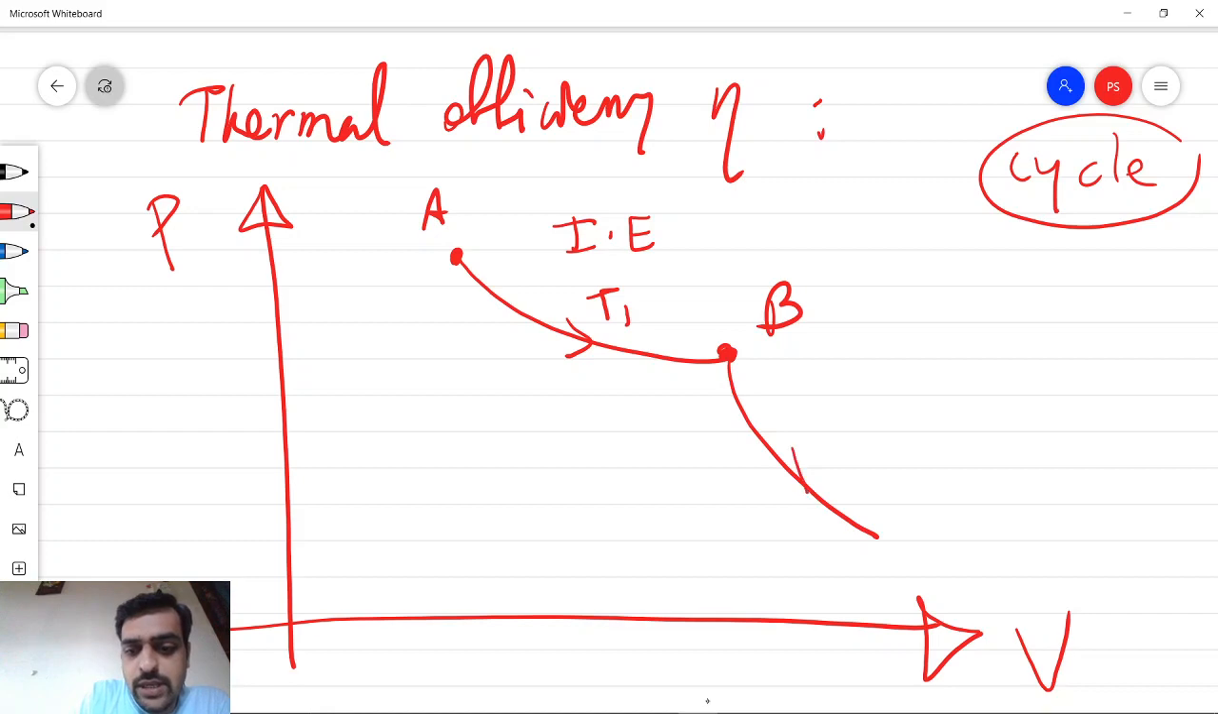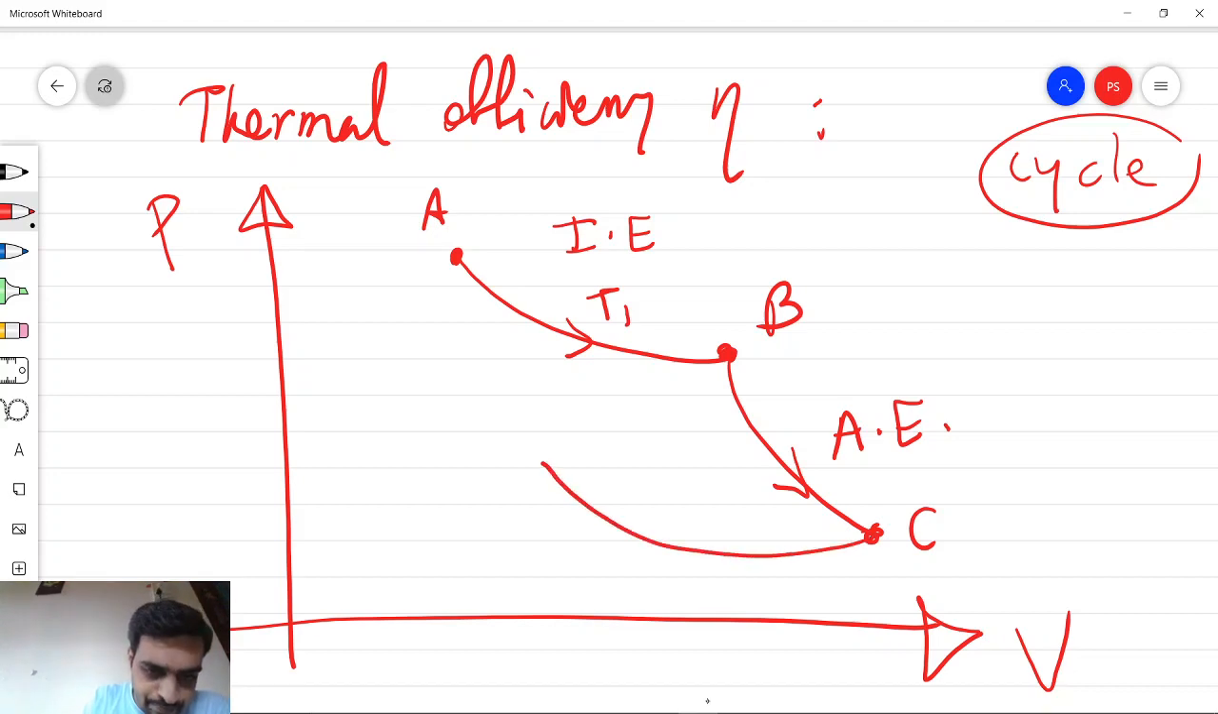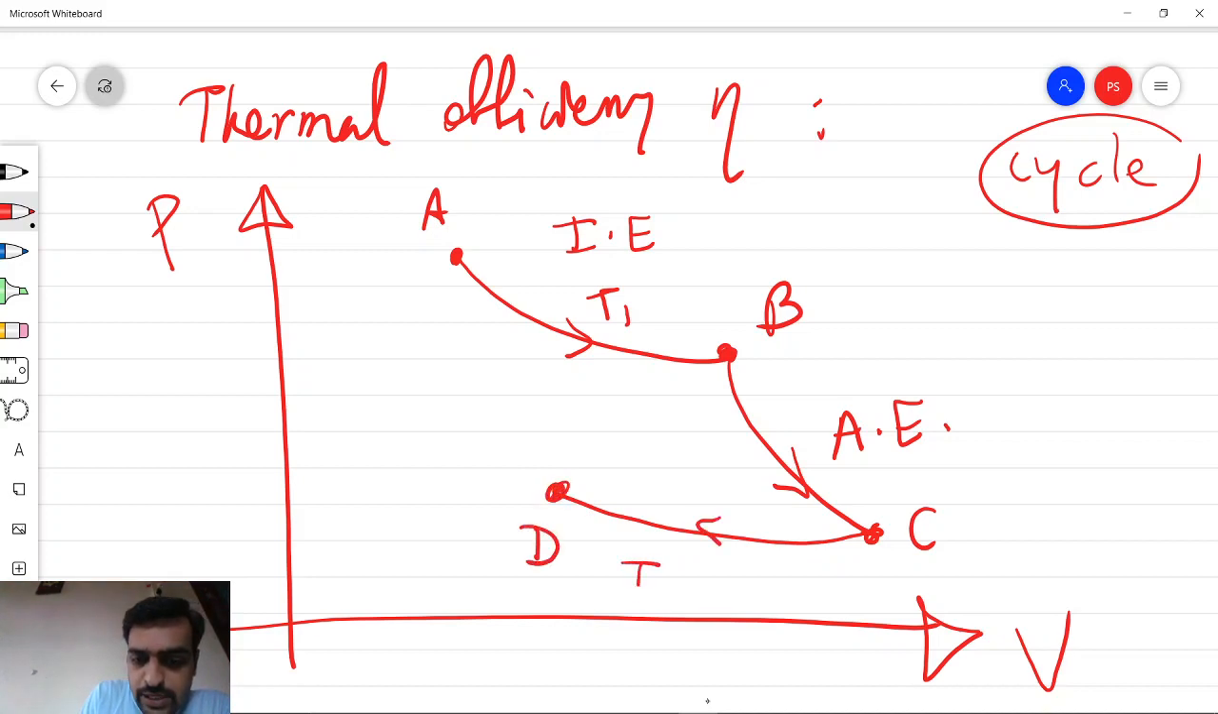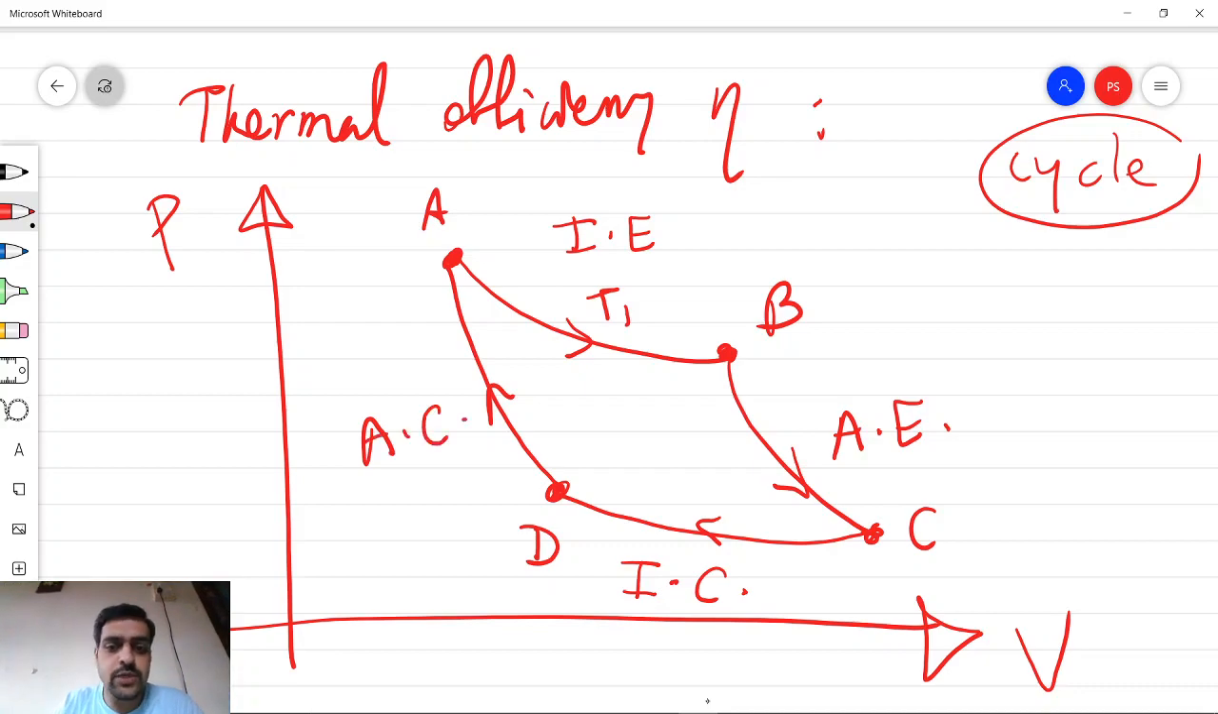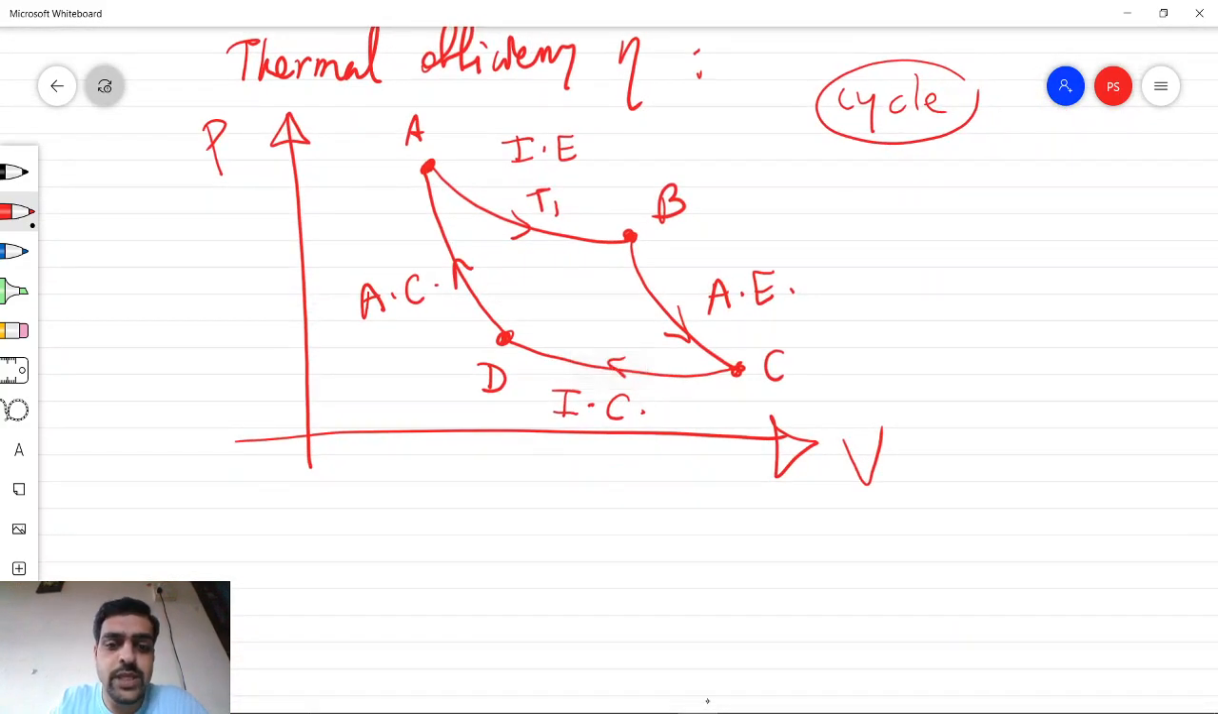From B to C, it follows adiabatic expansion to point C. From C to a point D through isothermal compression, and again back to A through adiabatic compression. So these are the processes, namely process AB, BC, CD and DA, which are responsible for the Carnot cycle. Now let us just go through the parameters.